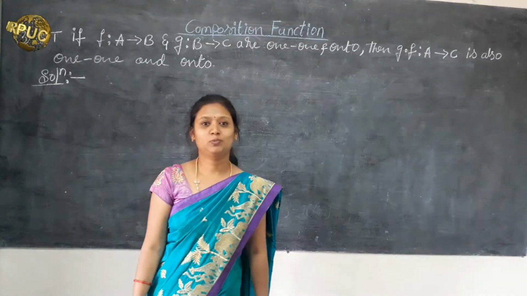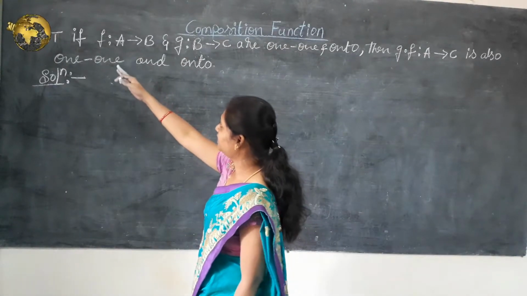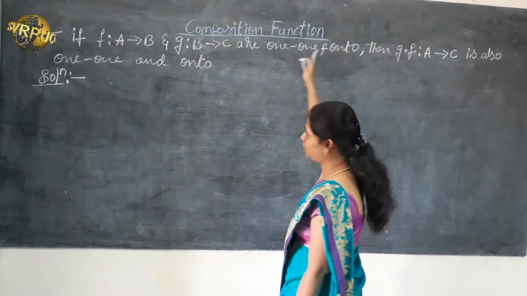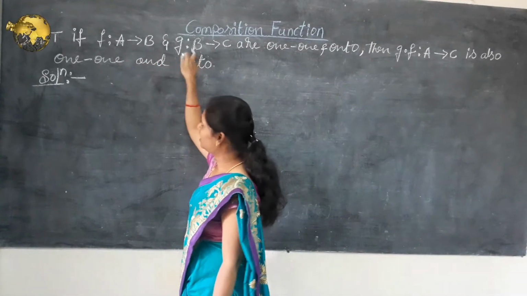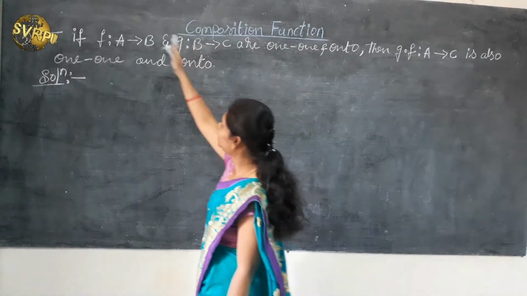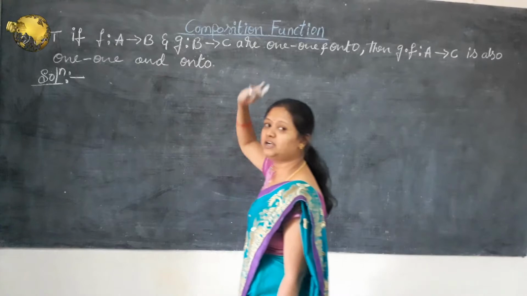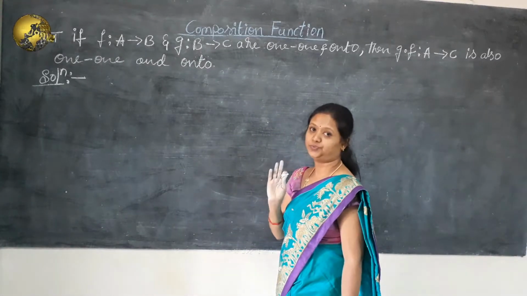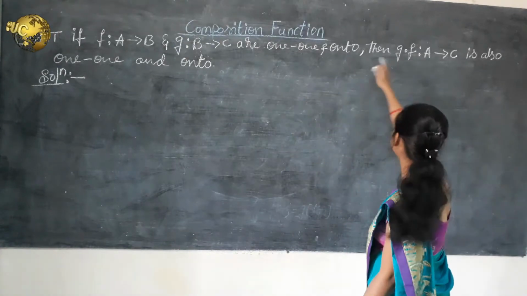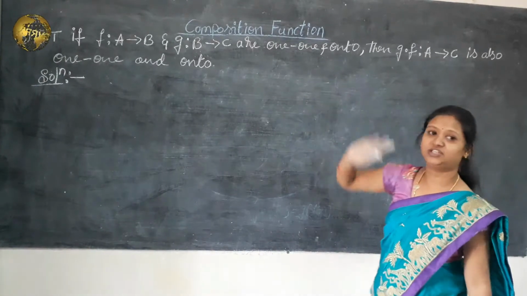Let us see one more problem. Here it is given that f from A to B and g from B to C are both one-one and onto. That means the function f is bijective and the function g is also bijective. If they are both individually bijective, I have to show their composition is also bijective.